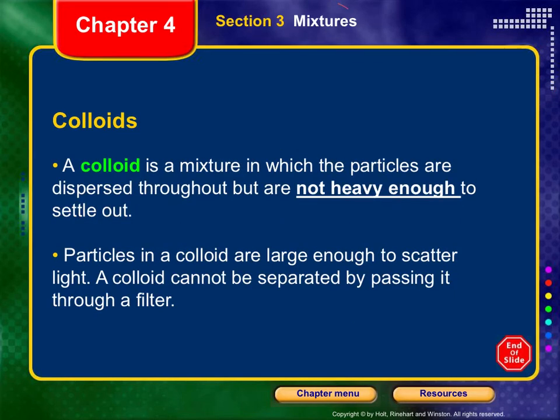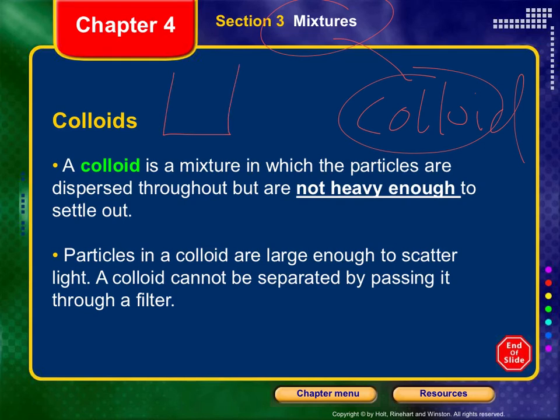The last one, so our last kind of category of mixture is a colloid. Okay, so a colloid is a mixture in which the particles are dispersed throughout, so they're kind of mixed throughout just like a solution, but they're not heavy enough to settle out. So they'll mix all around, but they kind of are suspended in the colloid. The particles in a colloid are large enough to scatter light.